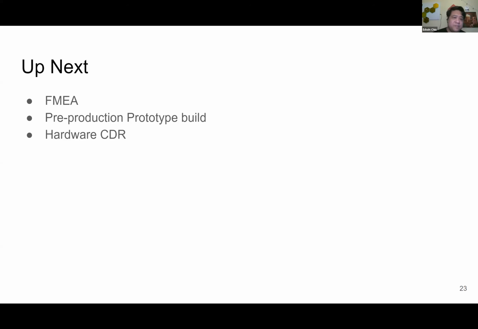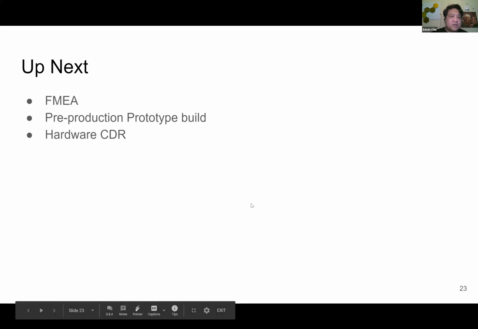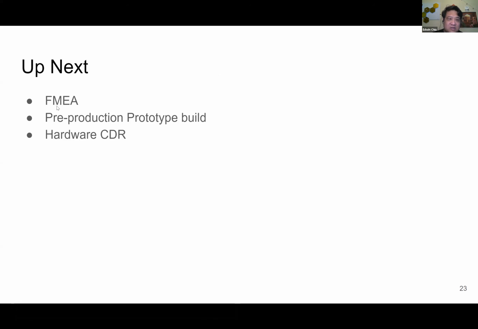Yeah, thank you, Daniel. So a few things are going to be coming up next. We have that failure modes effects analysis, so that's something that's ongoing. Once we have some of our hardware design issues sorted out, we'll be building the pre-production prototype. So that's something that looks a lot more like that 3D rendering and less like a kitchen table build. And once we have that built, the next major milestone is the critical design review.